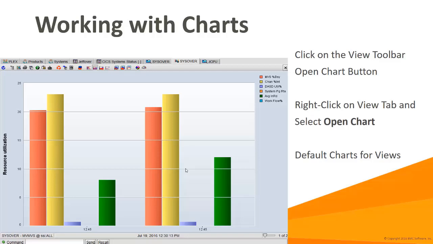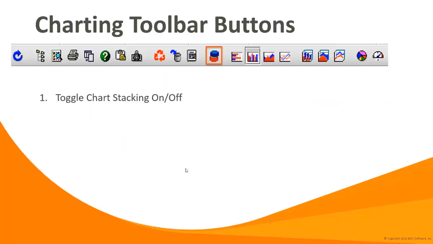When we open a chart, you'll notice that the toolbar changes a little bit, and there are some additional and different icons that allow us to modify how the chart is being formatted. The first button allows us to toggle on the stacking of values. So for my bar charts, I can say I want it cumulative, I want to see the totals, as well as broken down by various entries in the legend. And we can use stacking to do so.